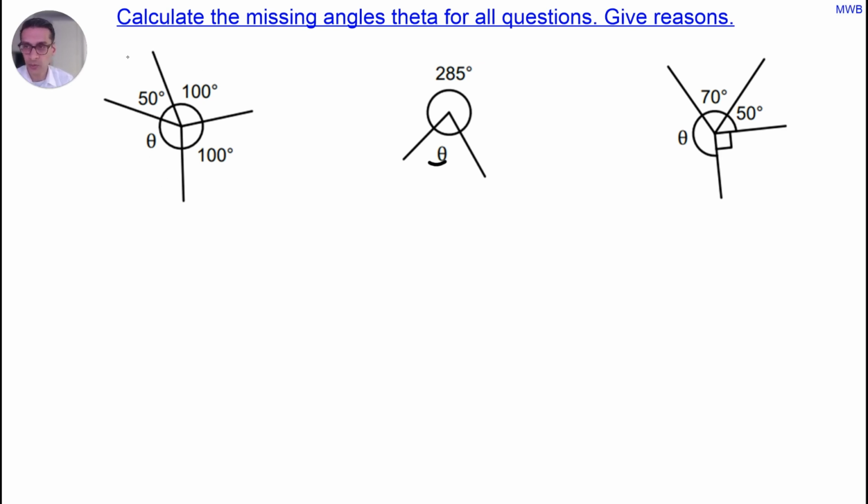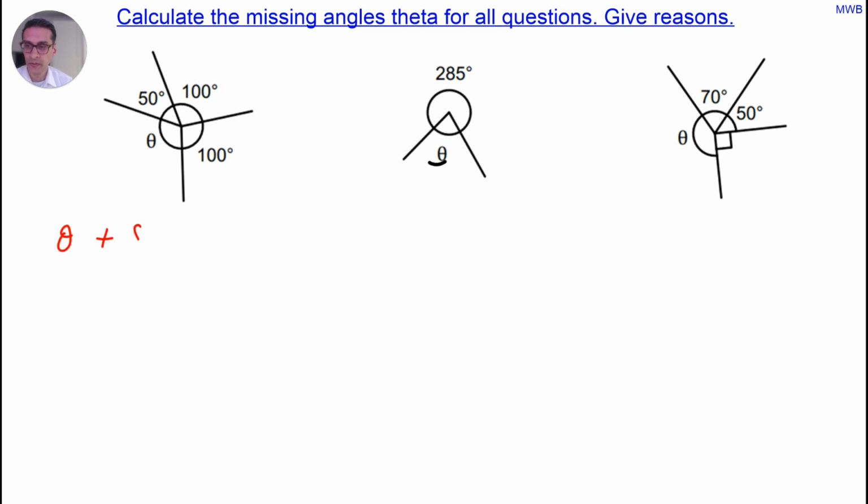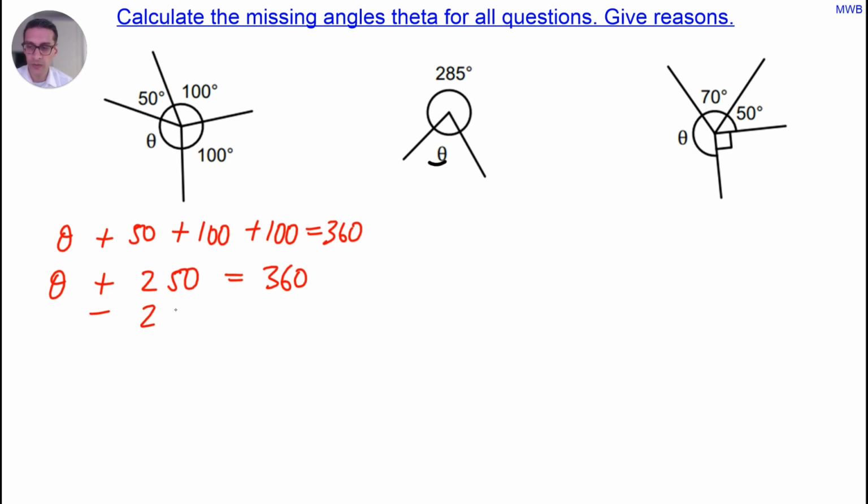Okay, let's go through question 1. So we can see here that theta plus 50 plus 100 plus 100 equals 360. So that means theta plus 250 is equal to 360. I'm going to take away 250 from both sides. And I get theta equals 360 minus 250. That's going to be 110 degrees.